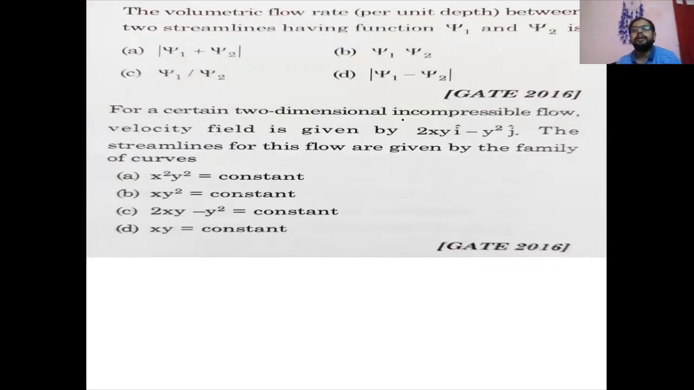Next is the volumetric flow rate per unit depth between two streamlines having a stream function. Last day we did this part, but again I am interested to show you another method to do it. I am taking the first question. The second question is a repeating question. So first question, the volumetric flow rate per unit width.